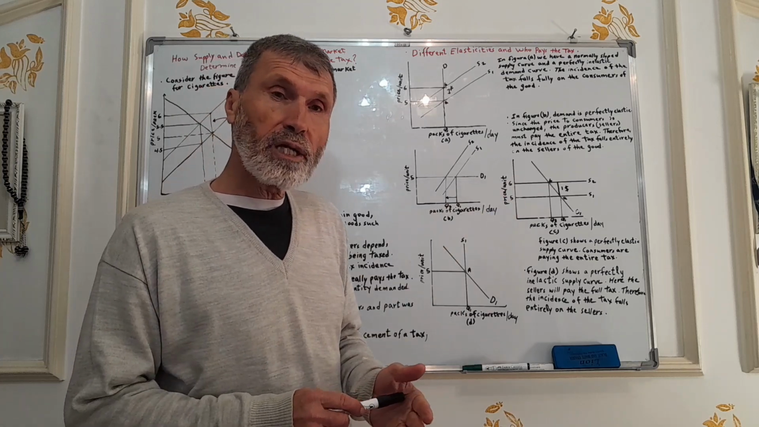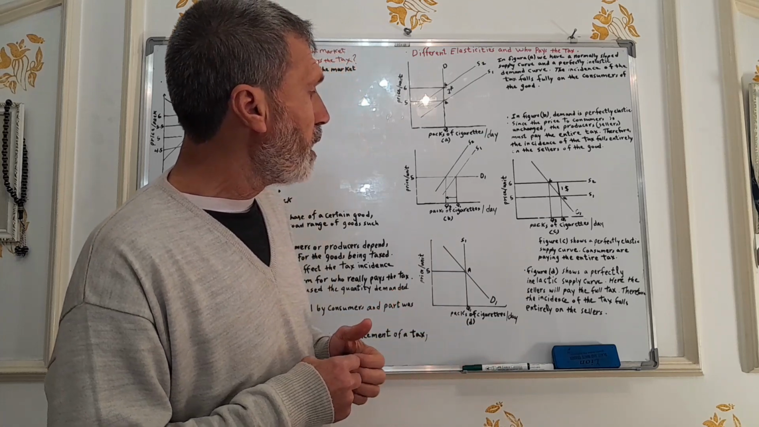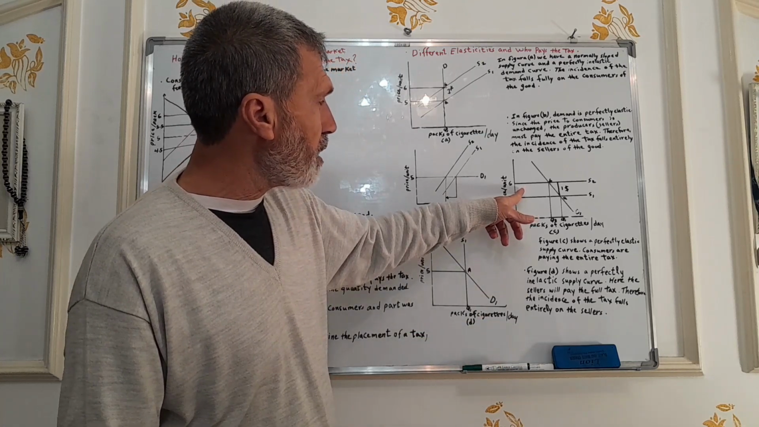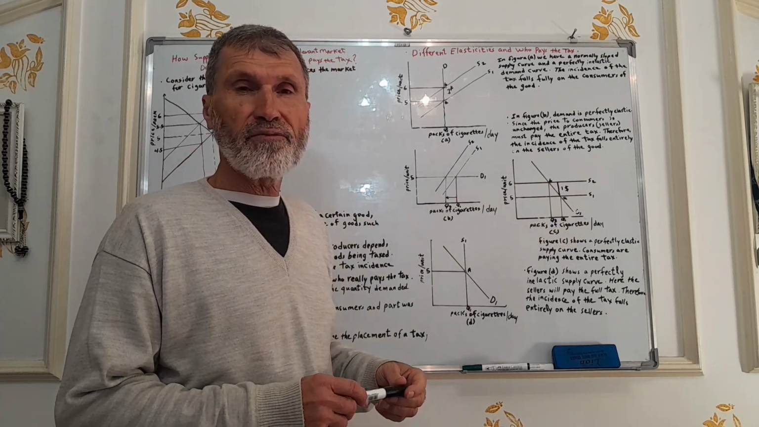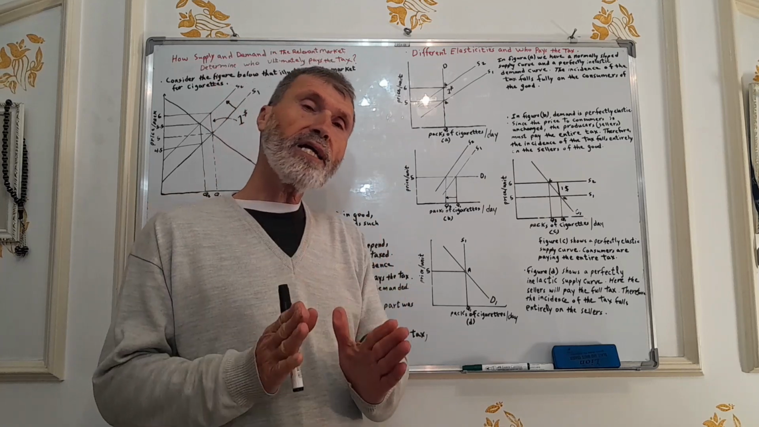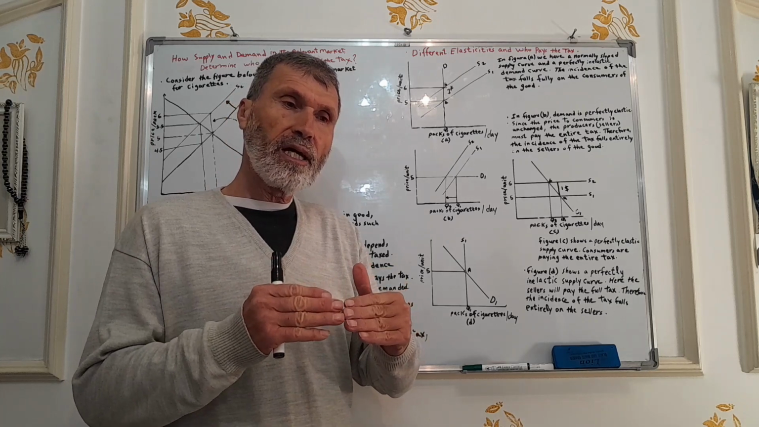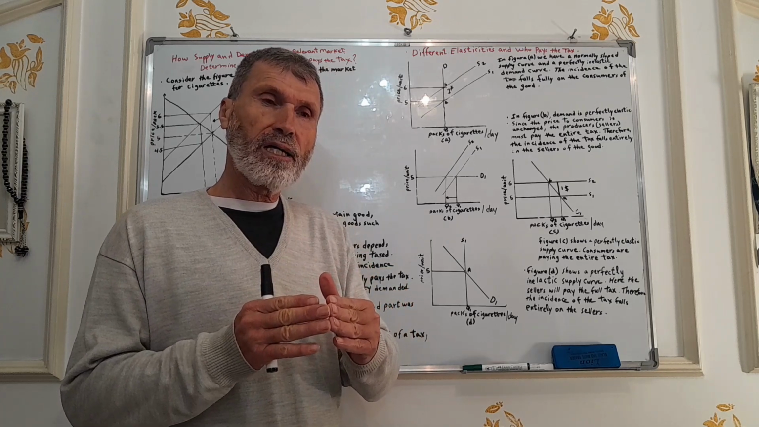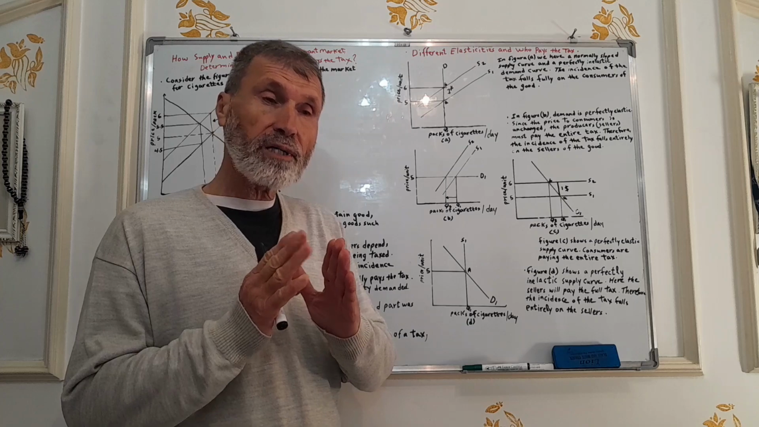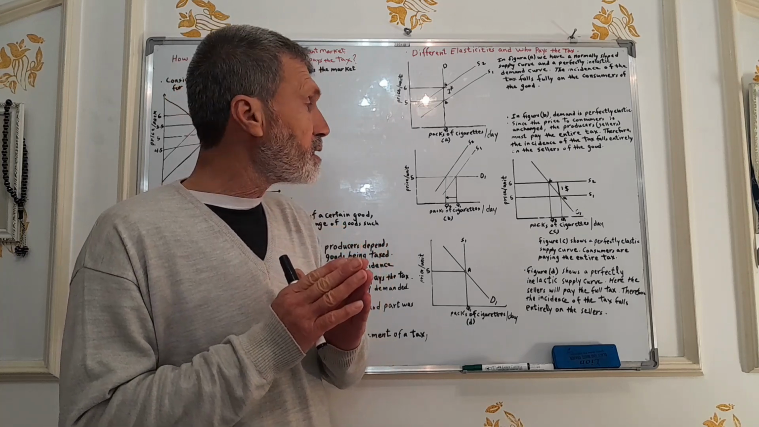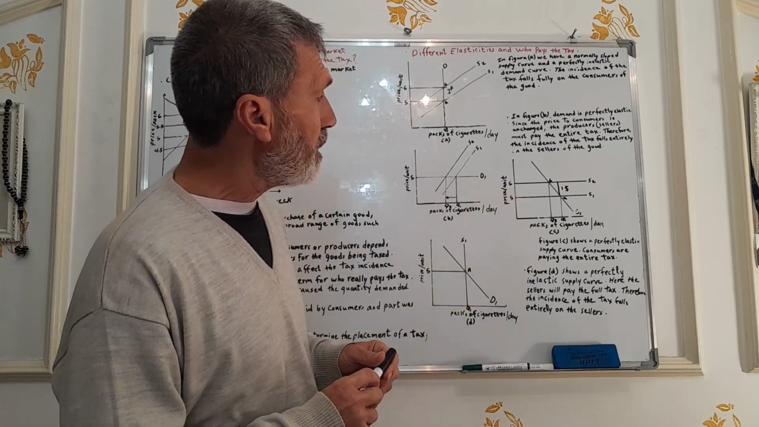So consumers will end up paying the entire tax, okay? In this case, when the supply curve is perfectly elastic. So when the supply curve is perfectly elastic, and the government imposes a tax on cigarettes and collects the proceeds from the producers, the consumers will end up paying the whole tax, as you can see from the graph.